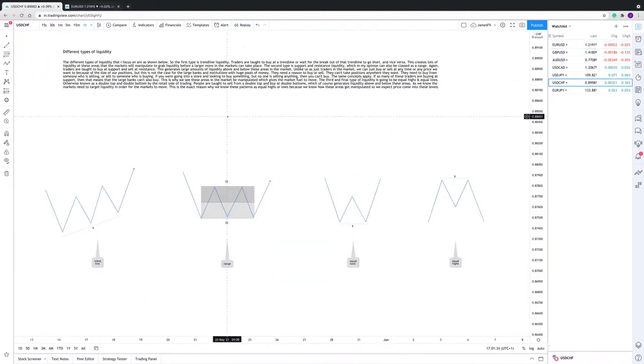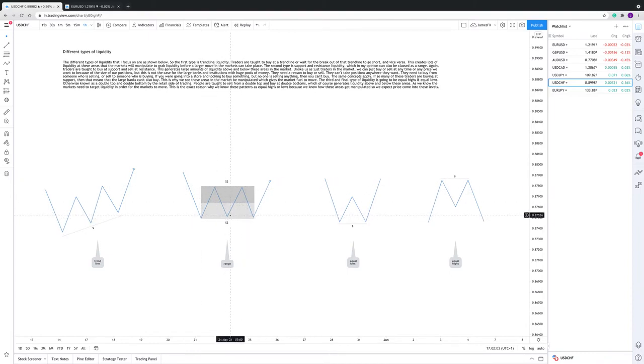So if we go back onto this diagram, we're going to look at the second type of liquidity, which is support and resistance. In my opinion, this can also be classed as a range in some cases. Again, traders are taught to buy at support. If we look at this diagram here, we have price come down, up, down, up.